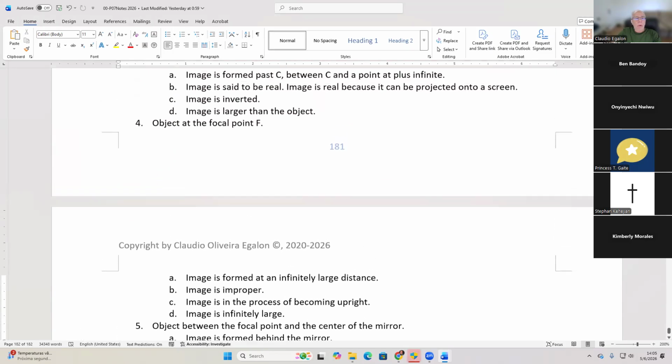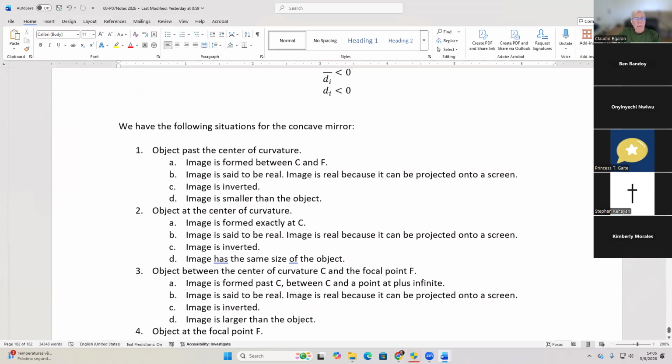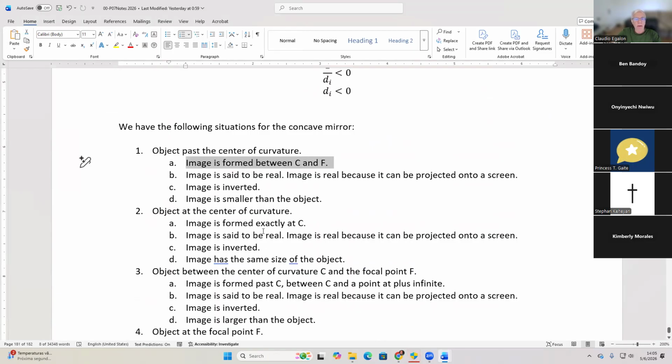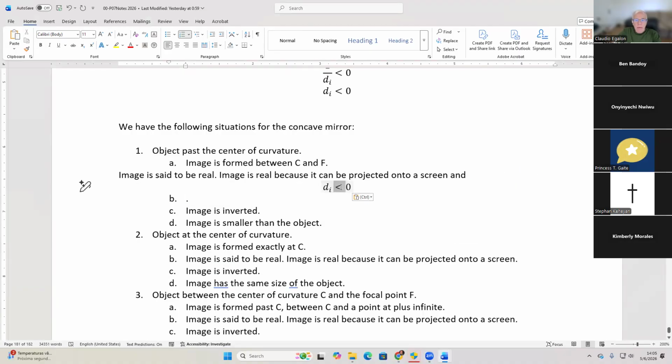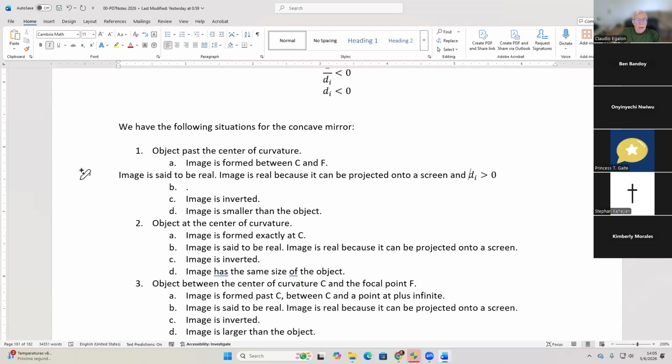I'm going to put the object past the center of curvature. Image is formed between C and F, right? Image is said to be real, because it can be projected to a screen and the I is greater than 0. That's how you should interpret those signs.